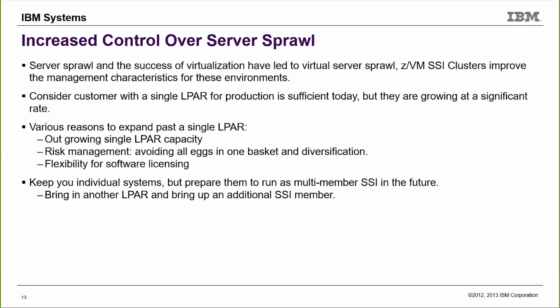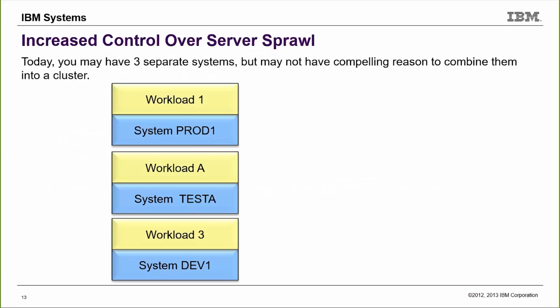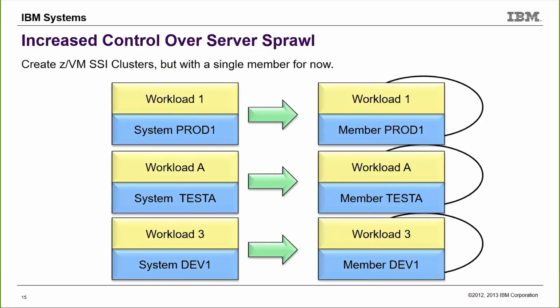So what we would talk about with some of these customers was this idea of going to a new release, whether it had been 6.2 in the past or now 7.1, where we're going to set it up to be SSI ready and configured, but we're going to run with just one member in each of those clusters. So in my example here, I have three different LPARs, or what had been three different LPARs, one for production, one for test, and one for development. And so I'm going to create three clusters.